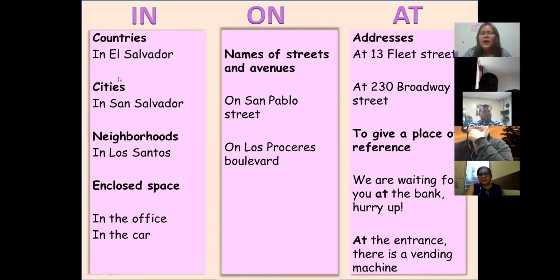Look at the uses. When you mention the country, in El Salvador, in the United States, in Venezuela, in Mexico, right? If you talk about the streets, Monseñor Romero's highway, then you're going to use on Monseñor Romero's highway. Or then you want to give me a reference, like for example, point of reference, like this example, right?